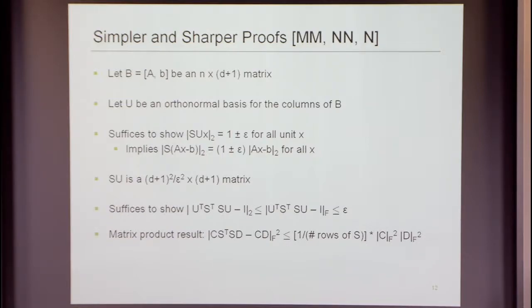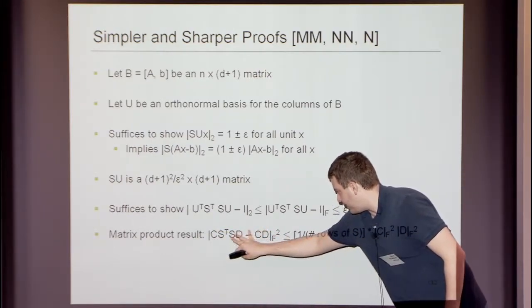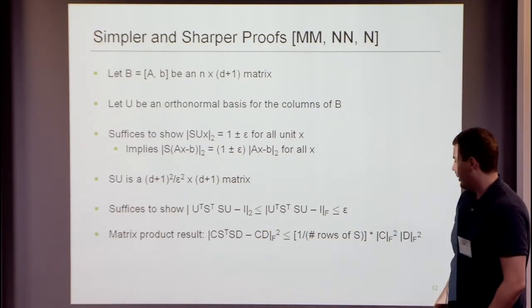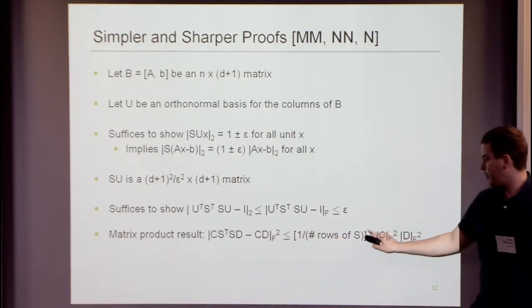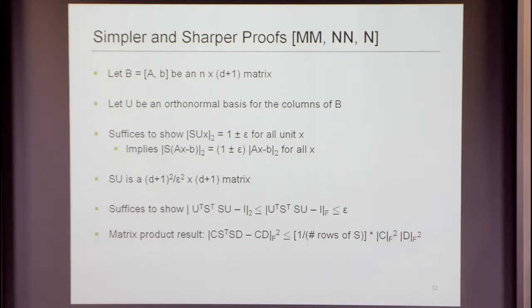You can think of S as kind of like a hashing matrix, right? And intuitively, this increases the number of hash buckets. So what you can show is that for any fixed C and D, the difference in Frobenius norm squared is at most 1 over the number of rows of S times the Frobenius norm of C squared times the Frobenius norm of D squared in expectation.